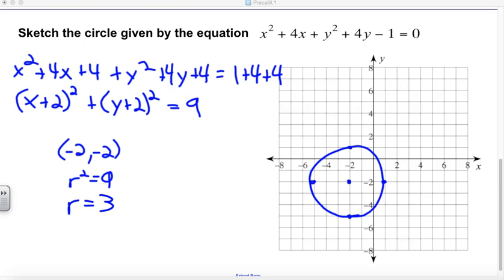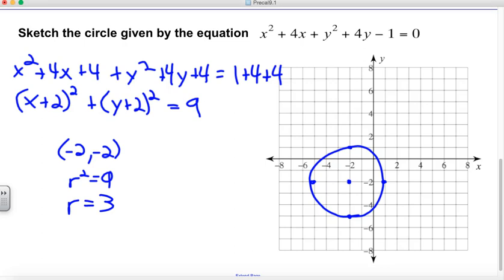x squared plus 4x plus 4 factors into x plus 2 times x plus 2, so we just write it x plus 2 squared. Same thing for y squared plus 4y plus 4. Those factor into y plus 2 squared, and then on the right side, 1, 4, and 4 add up to 9. So you can identify your center as -2, -2, and then r squared equals 9, so your radius has to be 3. Then you can graph your center at -2, -2, and then go out 3, so left and right, and go up 3 and down 3 and put a point, and then connect those to make a circle.